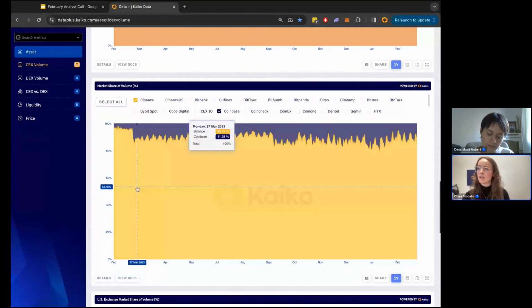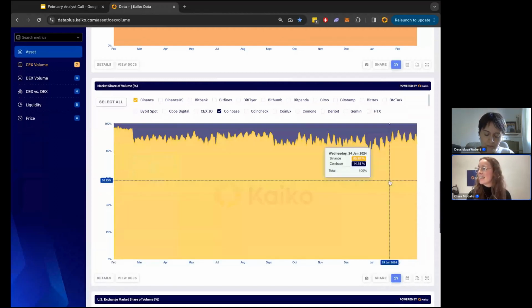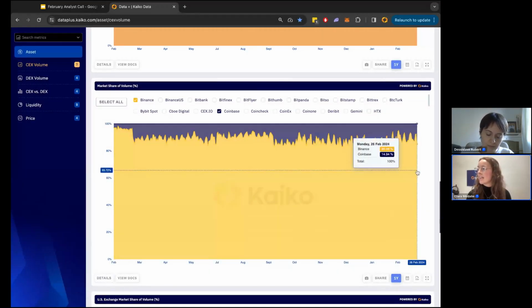Here, I'm going to compare their trade volume. We can see that a year ago, Coinbase accounted for just 3.3% of trade volume relative to Binance for Bitcoin. But today, that number is a lot different. Today, actually yesterday on February 26th, it was more than 14%. So this just shows Coinbase has definitely gained a bit of market share relative to Binance over the past year.